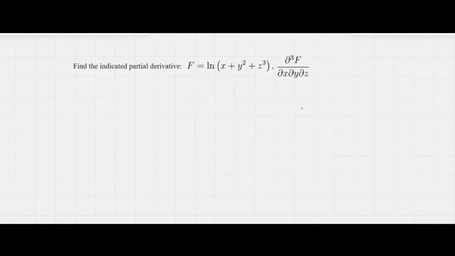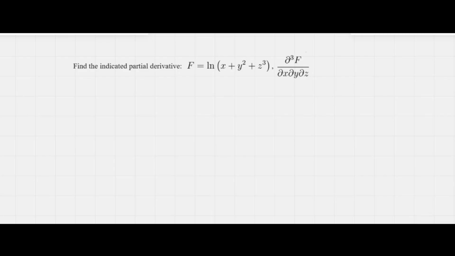All right, this question is asking us to find the indicated partial derivative. And so we're basically trying to find f sub x, y, and z, given the function f is equal to ln of (x plus y squared plus z cubed). Okay, I think we can do this. We can definitely do this.